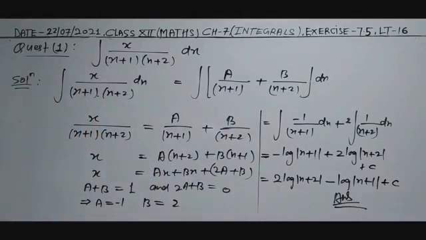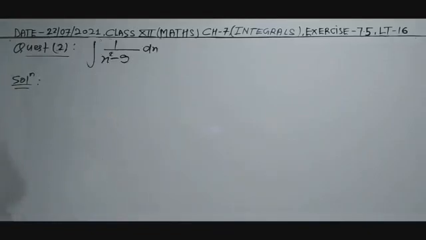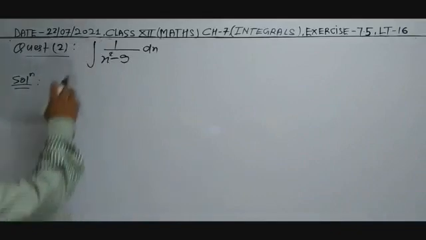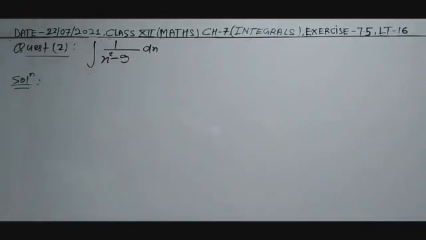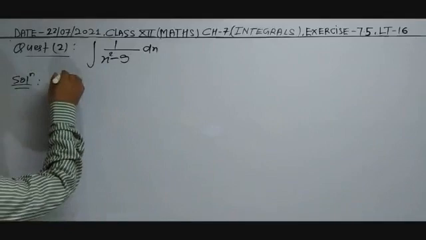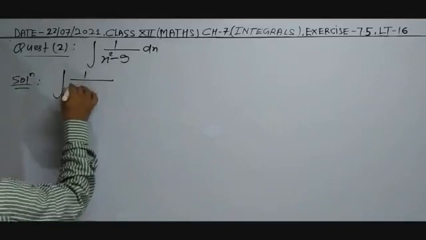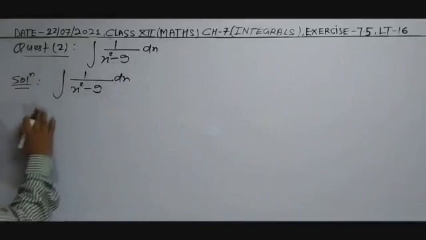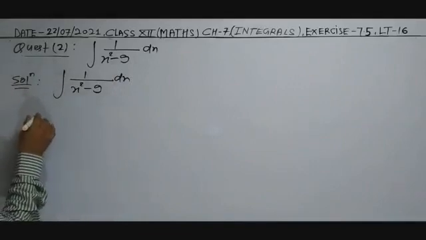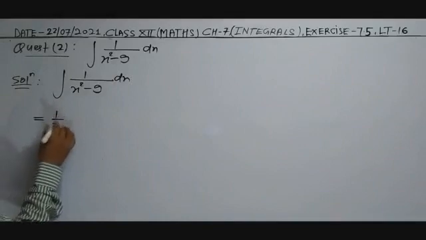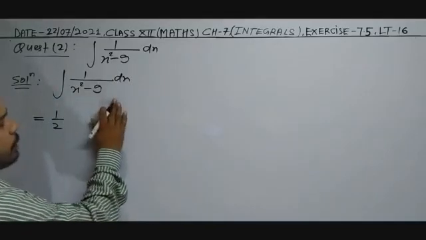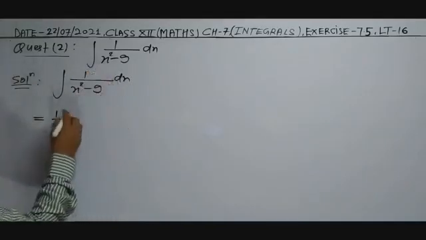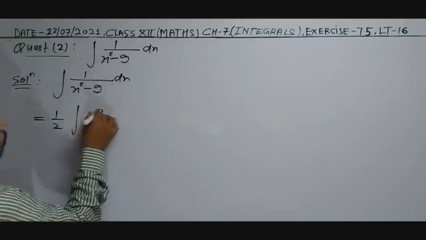Now come to question number 2. Question number 2 is integration of 1 upon x square minus 9 dx. So you can solve by using the formula and also by using theoretical proof. So write the expression 1 upon x square minus 9 dx. This is the given expression and we have to integrate. Now what can you write? This type of integration, 1 upon x square minus a square format, is always rationalized by 2a.